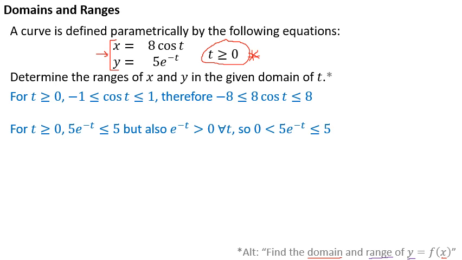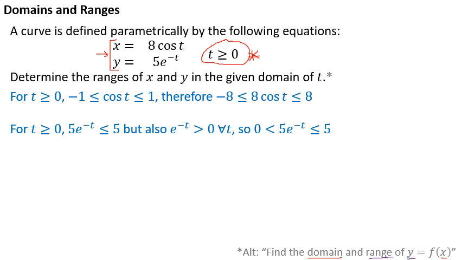For y, we need to think carefully about what happens at the boundary. So if t is actually equal to 0, we have 5e to the 0, which is 5. In other words, y can take the value 5. That is at the extreme end, but it can take the value 5 when t equals 0. As t gets bigger, however, it's 5e to the power of minus something. Because t is never negative, e to the minus something will always be smaller than 1. And when you multiply by 5, we get the same exponential decay, but it starts from 5 instead of 1.